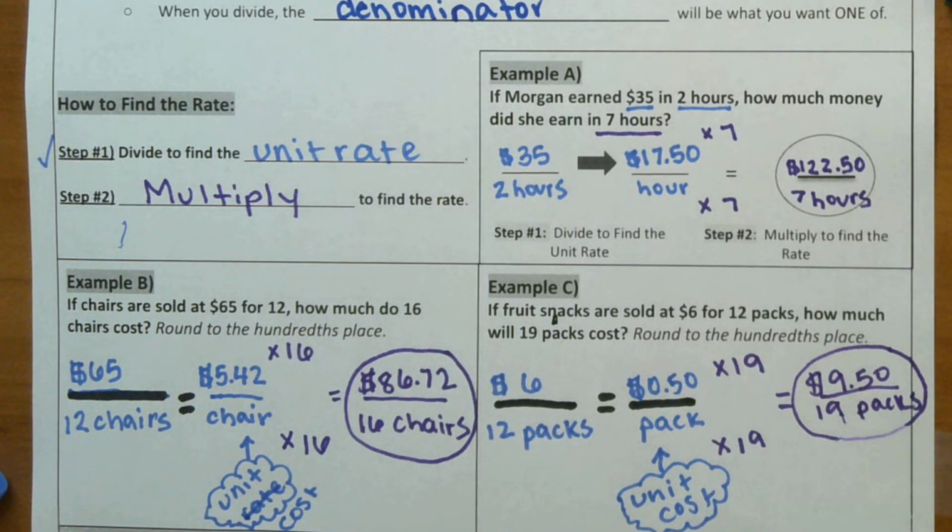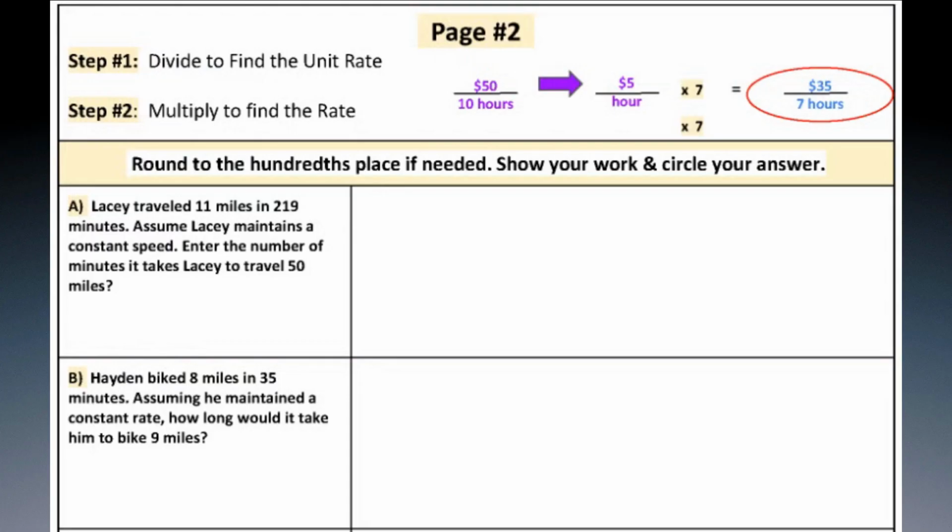Pause the video, make sure you have this down. Come back to the video when you're ready for page number 2. All right, on page number 2, I want you to complete problems A and B on your own. So pause the video and only complete A and B. Come back to the video once you finish B.